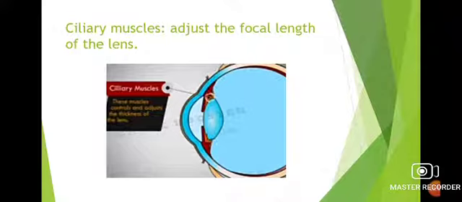Then next one is ciliary muscles. Ciliary muscles are a ring of muscles. They are suspensory to the ligament that holds the crystalline lens. When muscles contract, the focal length decreases. When muscles relax, the focal length increases. So that is called ciliary muscles. The function is to adjust the focal length of the lens. Okay.